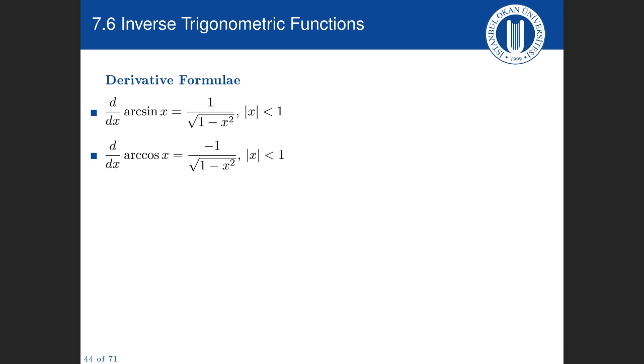Let's just go through them. These first 2 are a pair. The derivative of arcsine is 1 over the square root of 1 minus x squared. And the derivative of arccos is minus that, minus 1 over square root of 1 minus x squared.